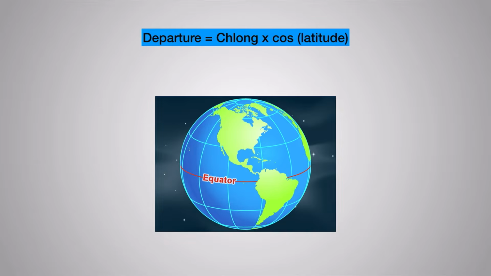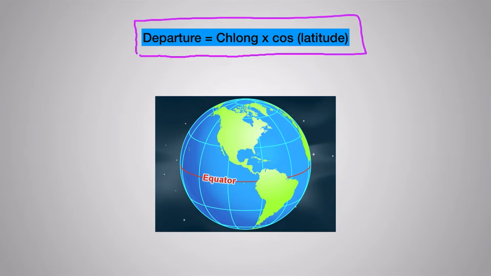So now for rhumbline track, there is a formula which is used to find the departure at different latitudes. And this formula says that departure is equal to change in longitude into cos of the latitude we are finding it at. And one thing to keep in mind is that this change in longitude should only be in minutes. So if you get an answer in degrees and minutes, just convert everything to minutes before using this formula. Okay, so this is a very easy and basic formula.